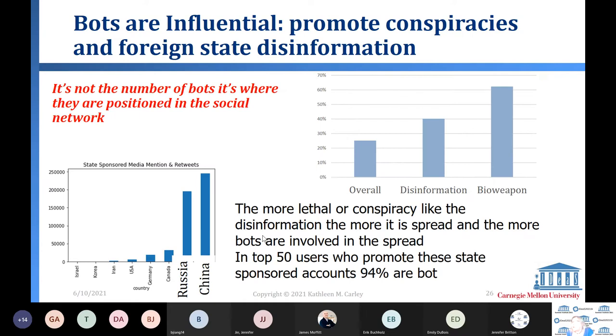Bots were very useful in that they don't necessarily spread all types of disinformation. They were predominantly used for spreading disinformation rather than just general information, and even more dominantly for spreading disinformation that was either lethal or conspiracy-like. So information about COVID being a bioweapon, information about drinking bleach to cure yourself, those things had more bot activity in spreading them than did the less harmful ones.